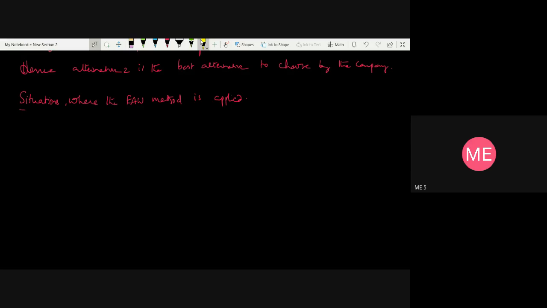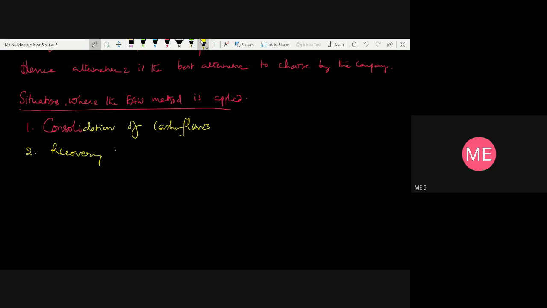So there are three situations. One is consolidation of cash flows, the second one is recovery of invested capital, so there I will use the annual method, meaning we need to find out the equated annual amount which has to be recovered. And the third one is net cash flow comparison.